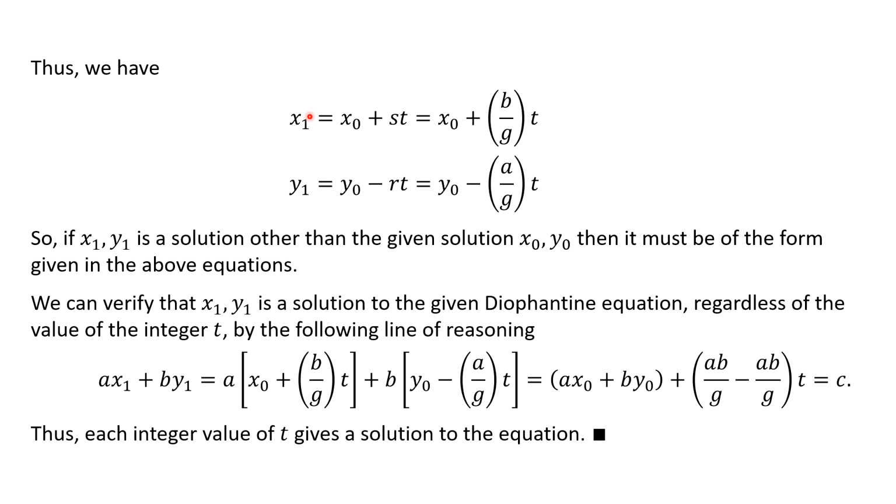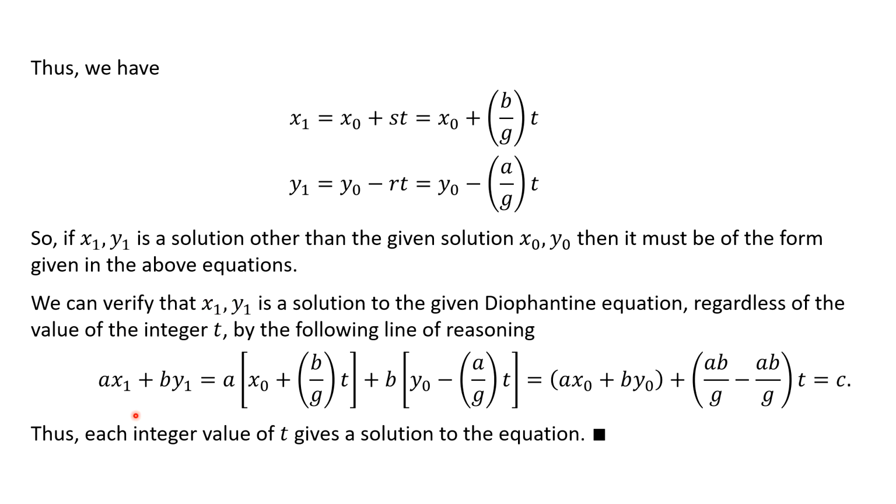So these come from the equations I had in bold on the last slide, here and here. And then I've just plugged back in, for s, I plugged in b divided by g, and for r, I plugged in a divided by g. So if x1, y1 is a solution other than the given solution, x0, y0, then it must be of the form in these two equations here. So we can verify that this is a solution, and we'll do that here.